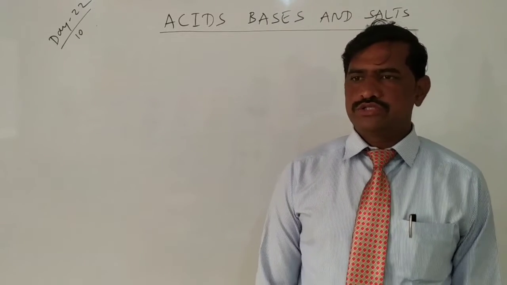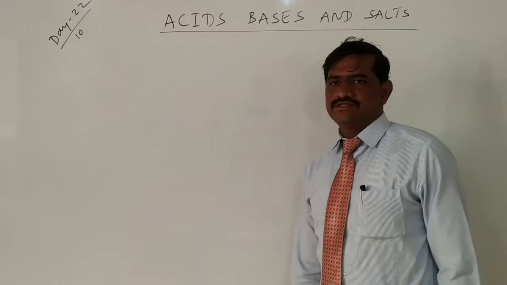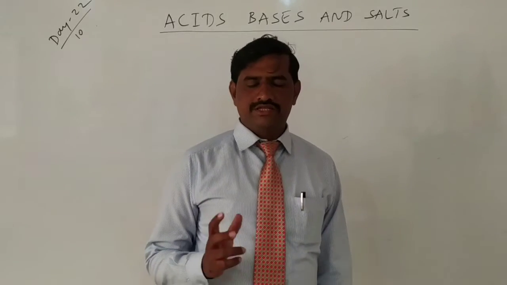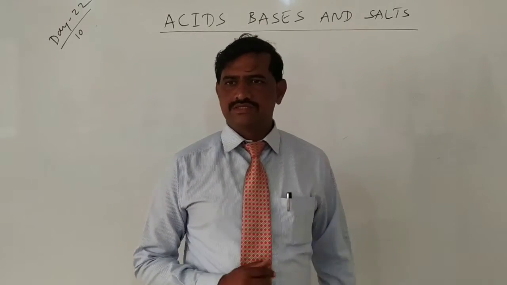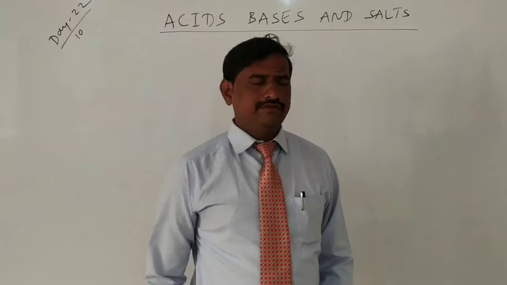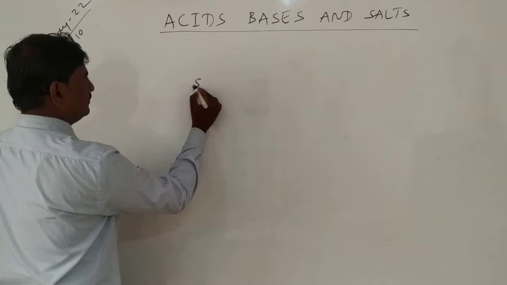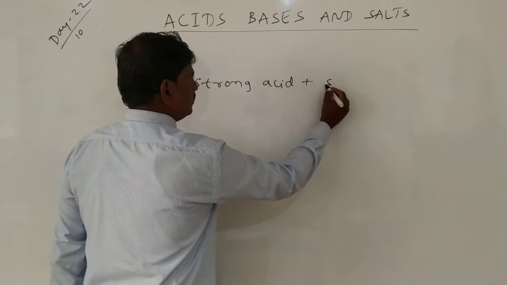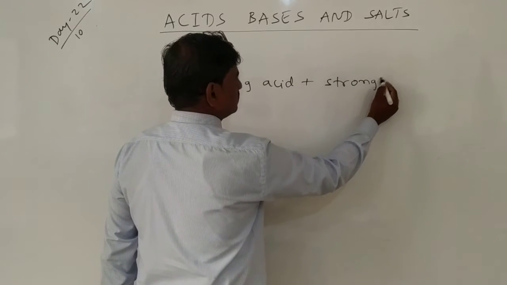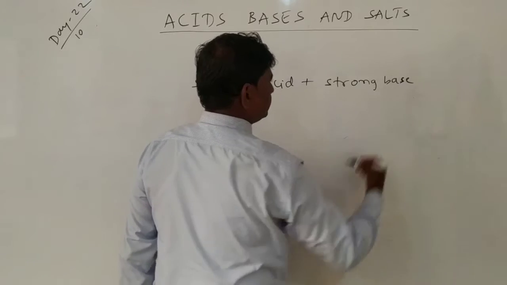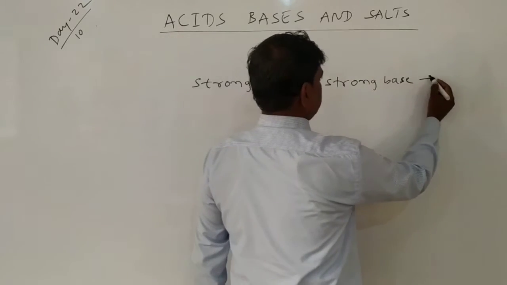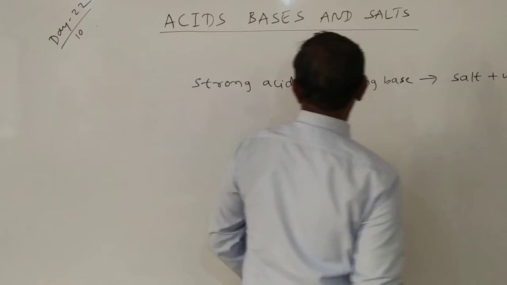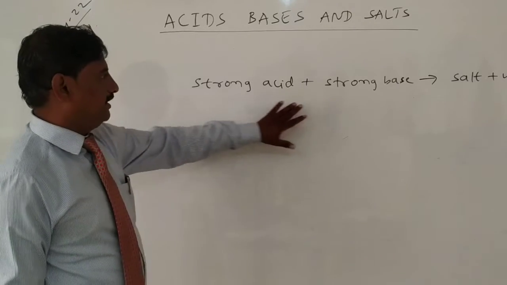And now we are going to study about some of the salts. Salt is nothing but what forms when acids react with bases, a formation of salt and water. Here, what happens when a strong acid reacts with a strong base? When a strong acid reacts with a strong base, there is a formation of salt plus water.